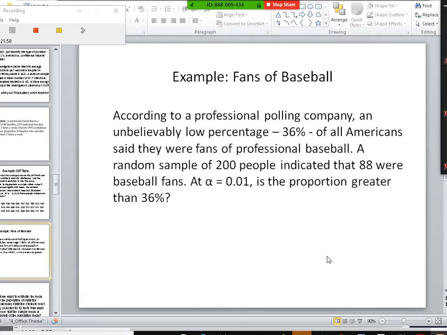Soraya, go ahead. According to a professional sports company, an unbelievably low percentage, 36% of all Americans said that they were fans of professional baseball. A random sample of 200 people indicated that 88 were baseball fans. At alpha 0.01, is the proportion greater than 36%? Great. All right, so 15 seconds.